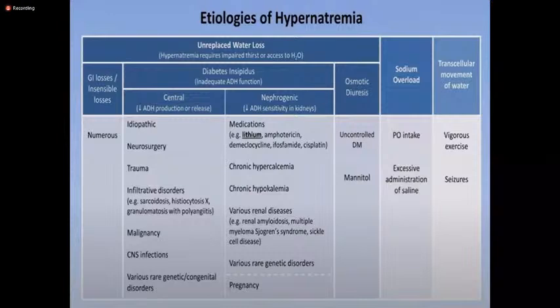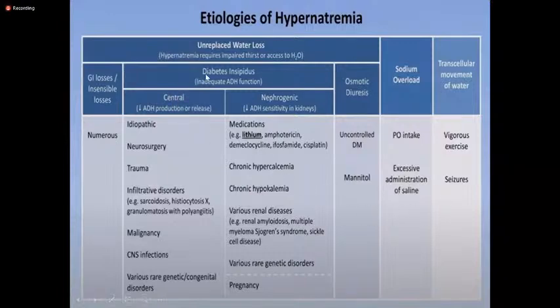So we said basically in hypernatremia you have unreplaced water loss. That is a main cause of hypernatremia, although you can have other causes like sodium overload, where you have increased oral intake of sodium or excessive administration of saline. And you can also have transcellular movement of water during vigorous exercises or when patients have seizures. However, what to note about this last column is that when whatever is causing the derangement is withdrawn, like if the patient stops doing the exercises, or if the seizure gets controlled, the hypernatremia will normalize without treatment.